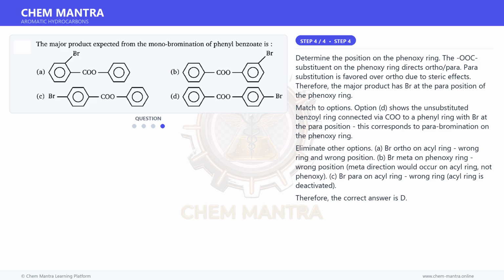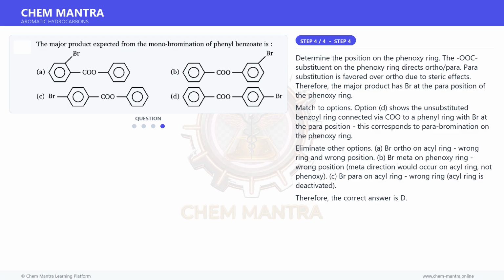The OC substituent on the phenoxy ring directs ortho-para. Para substitution is favored over ortho due to steric effects. Therefore, the major product has Br at the para position of the phenoxy ring.